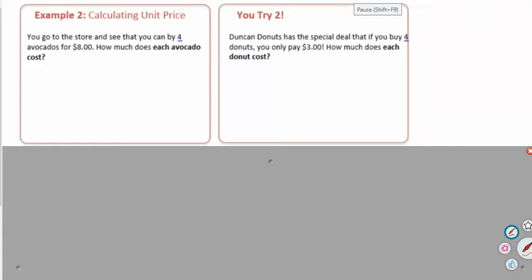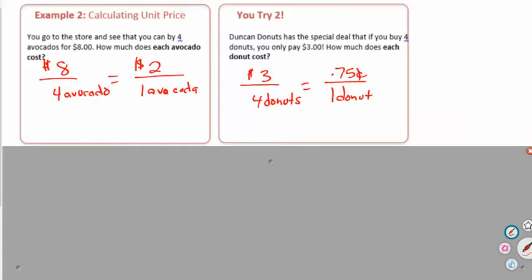Set up those ratios. I want to see them written down with words. All right, check those answers. Make sure that you know what's on bottom. Each avocado, so that means avocados are going to be on bottom. Each donut means donuts are going to go on bottom. For the most part, dollars will be on top unless they say something differently, okay?